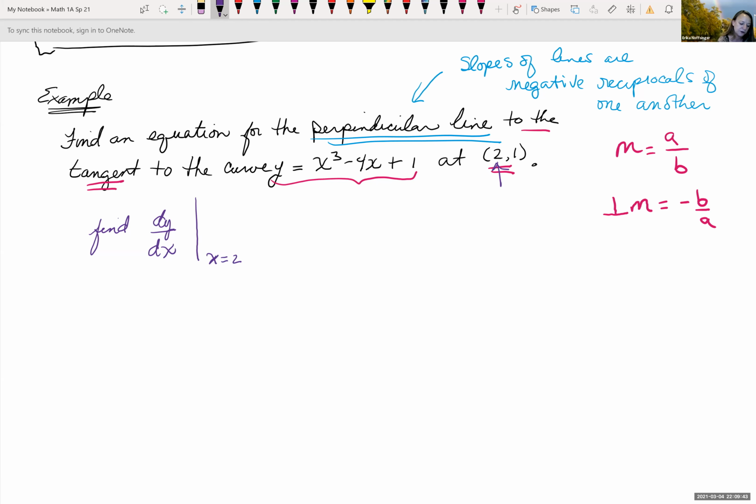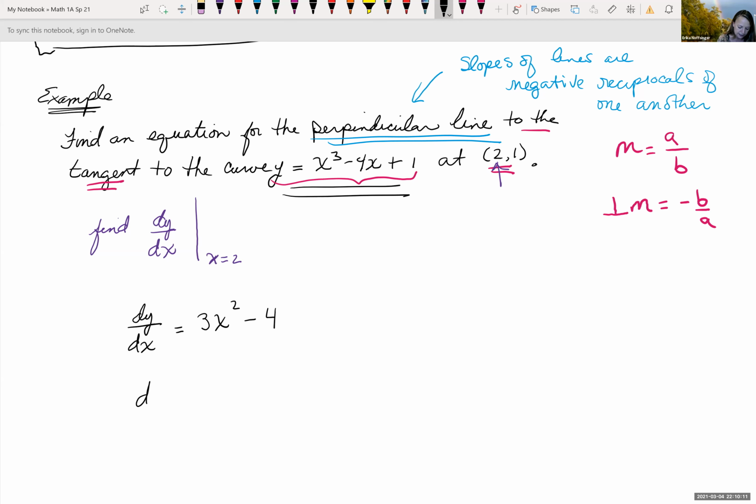Well, let's first find the derivative of y. We can use our rules now to find the derivative. So dy/dx, using my power rule, sum rule and coefficient rule: the derivative of x cubed is 3x squared, bring my power down and subtract 1 from my power. The derivative of negative 4x is minus 4, and the derivative of that constant is 0.